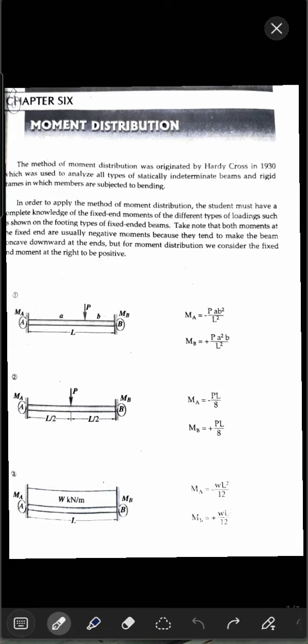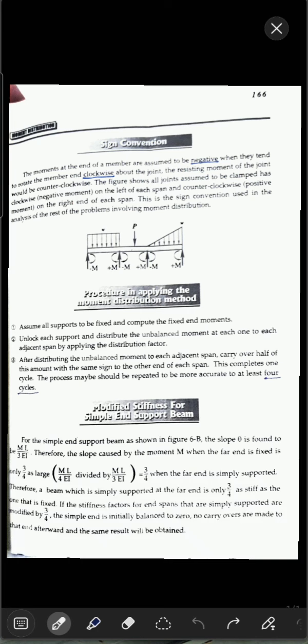In the moment distribution method, all types of statically indeterminate beams and rigid frames can be analyzed, in which bending is present, or the beams are subjected to bending. One of its concepts, one of the most important things to remember, is the rotation of the moments.